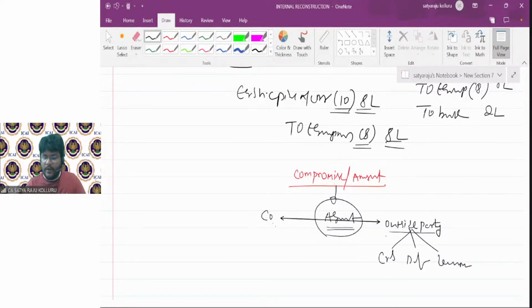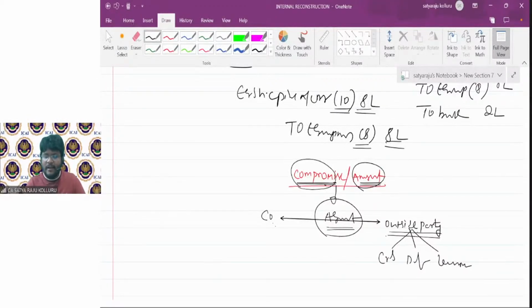Now, the outside party of the company is ready to sacrifice, to forgo something out of the amount payable to them, or in their point of view, something out of the amount receivable. Now, why are two different concepts given, compromise and another one arrangement? By seeing the word, we can easily understand compromise means something they are losing. But then why are different words, compromise and arrangement, used?